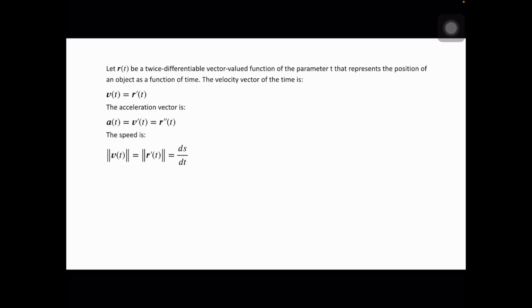The speed of the object is defined to be the magnitude of the velocity, so the magnitude of that velocity vector, which would be the same thing as the magnitude of r prime, and we learned earlier that's ds/dt, where s is our arc length, or distance traveled along that path.